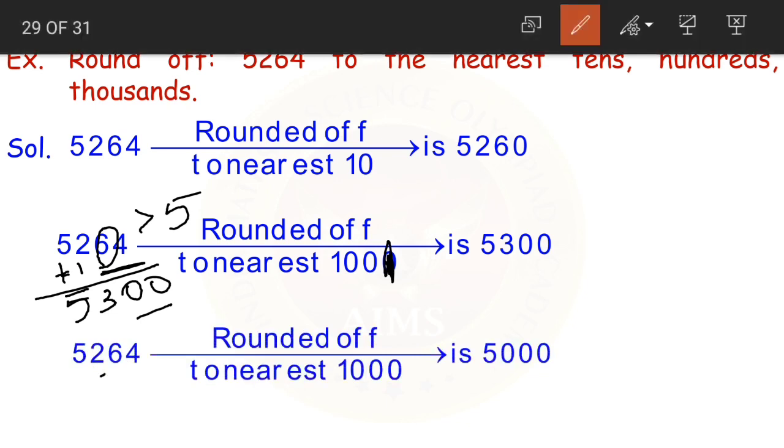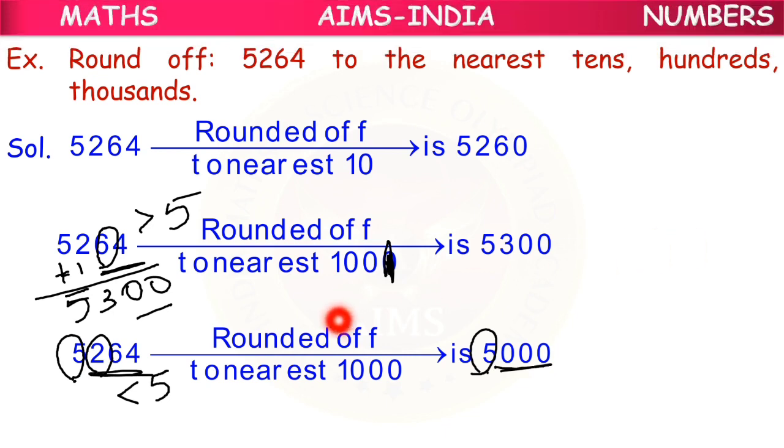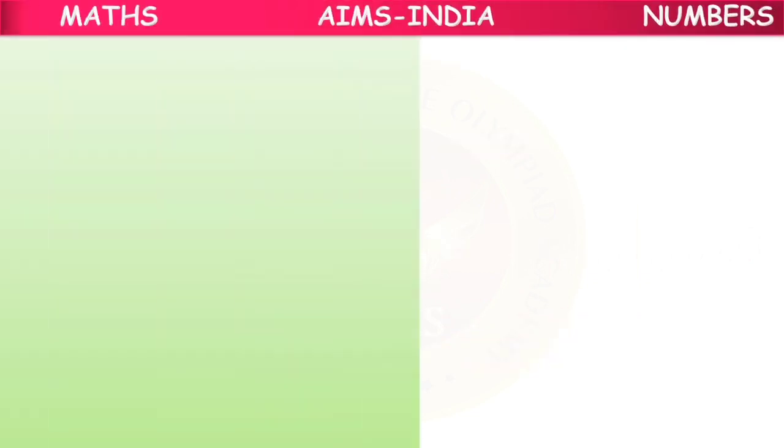Lastly, when rounding off to the thousands, we look at the digit in hundreds place. It is 2, that is less than 5. So the digit in thousands place remains unchanged. We write 5 as it is, and the remaining digits are replaced with zeros. So 5,264 when rounded off to the nearest thousands becomes 5,000. Is this clear, students? I hope this was clear.